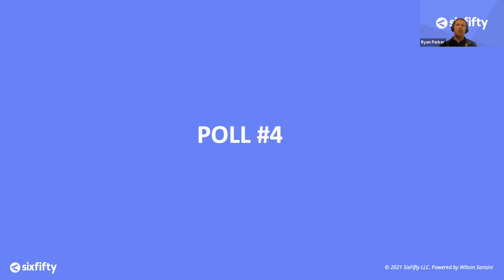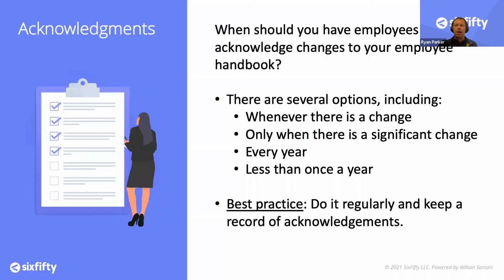I think once a year is probably the thing that we see the most often, that they will send out an email notifying their employees of significant changes. And then once a year, they'll have them re-acknowledge, meaning that they sign an acknowledgement form, or electronically sign an acknowledgement form, and then they keep a record of that acknowledgement. So that's an interesting poll. Let's just move to the next slide on acknowledgements before I turn the time over to Adam.